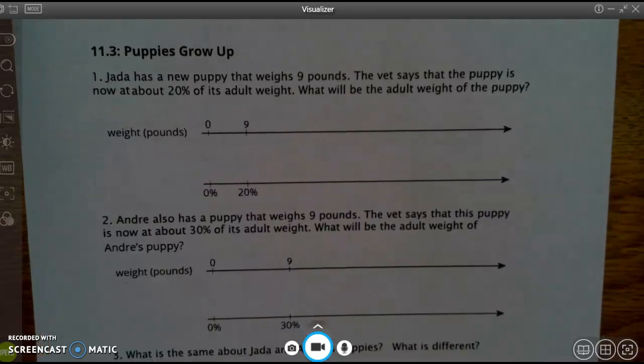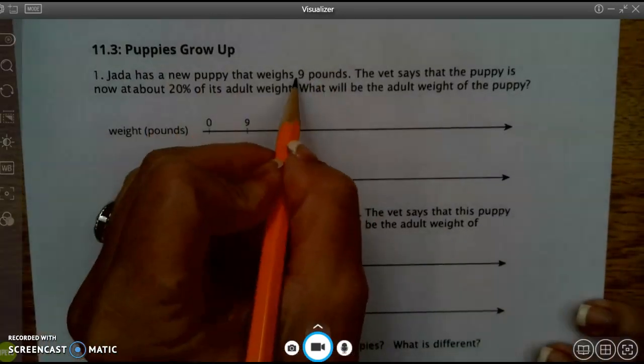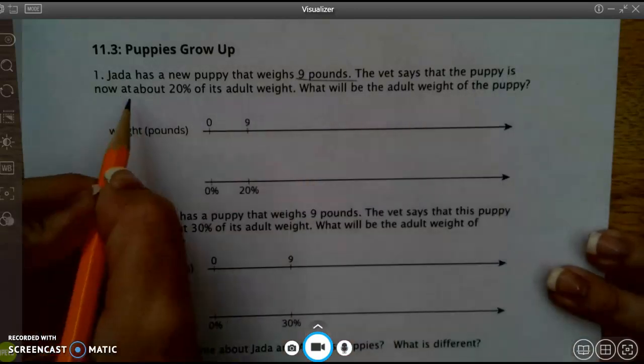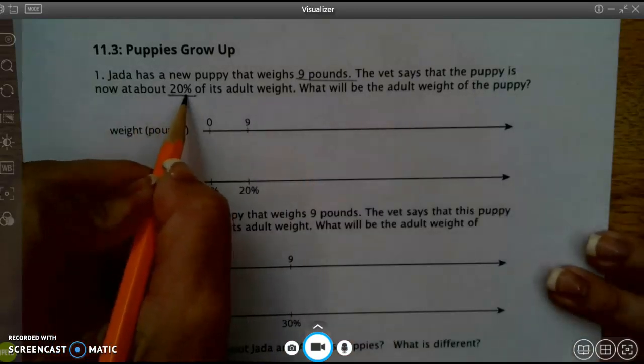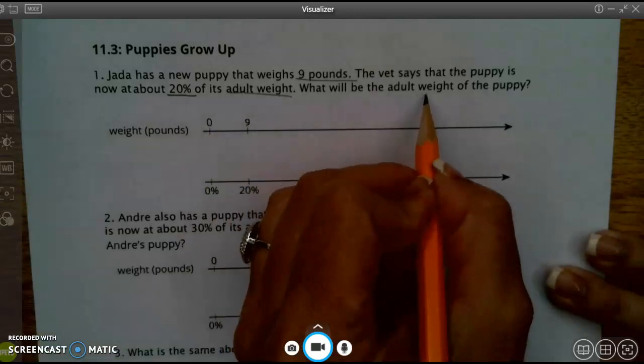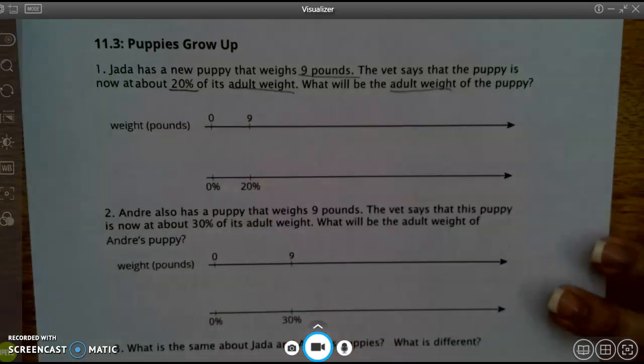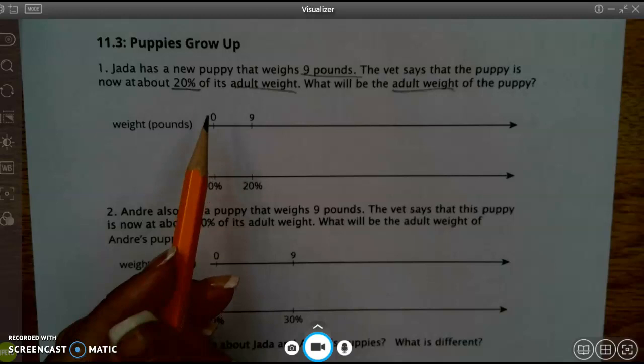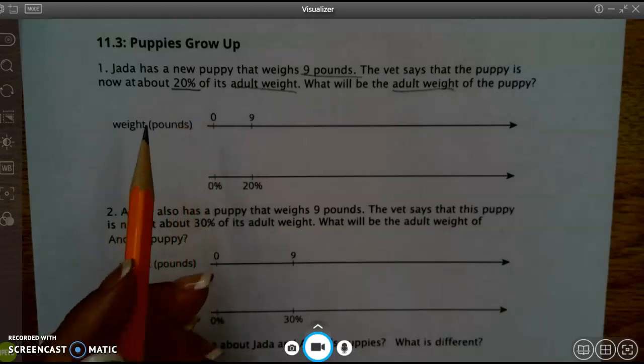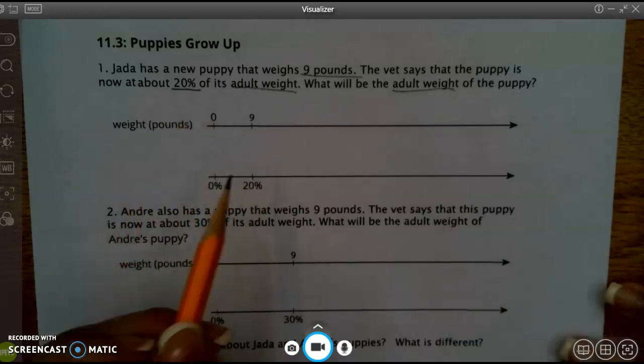Alright, puppies grow up. So Jada has a new puppy that weighs 9 pounds. The vet says that the puppy is now at about 20% of its adult weight. What will be the adult weight of the puppy? So what this means is that the puppy is not at its 100% of its weight. Okay, it's only part way there.